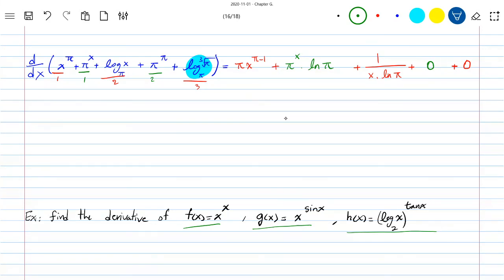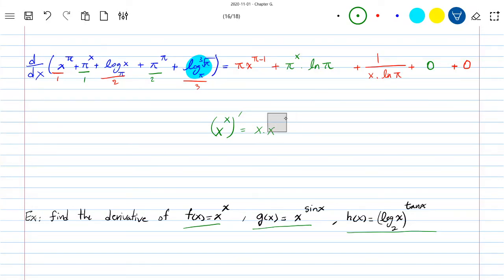But what do you see about these types of questions is that if you look at the f function, for example, both the base and the exponent are variable. So you have x to the power x, and taking the derivative is not that simple because you cannot implement the power rule. You cannot say this is x times x to the power x minus 1 because the exponent is not constant.